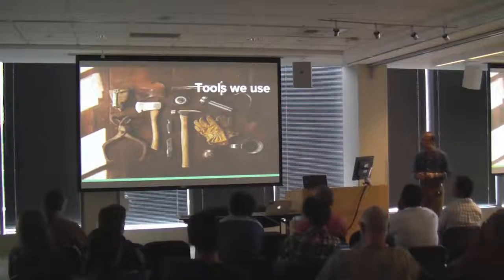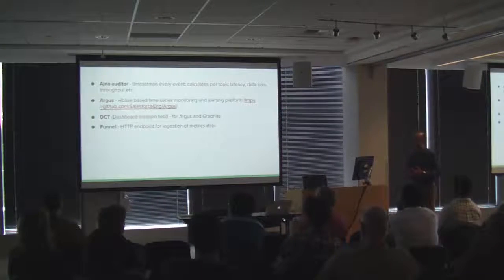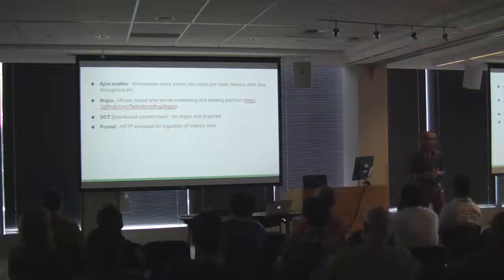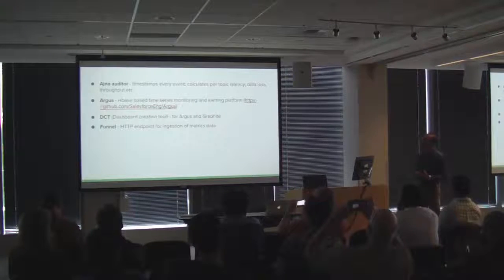So what are the tools we use? We developed something called Arjuna Auditor. It timestamps every event. I believe with the 0.10 release of Kafka, every event is timestamped by default. We are not at 0.10, but we timestamp every event. So I think it's a step in the right direction from Kafka's standpoint.